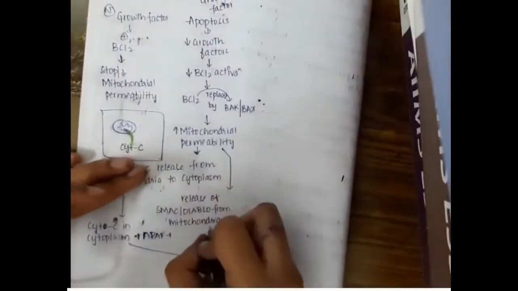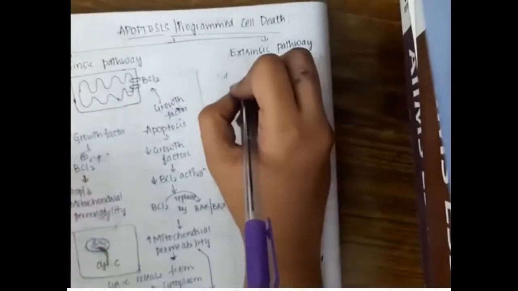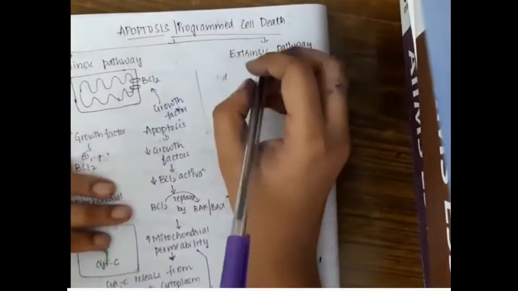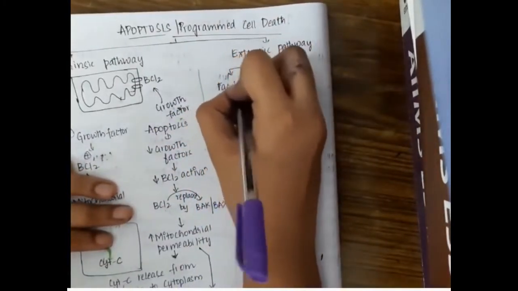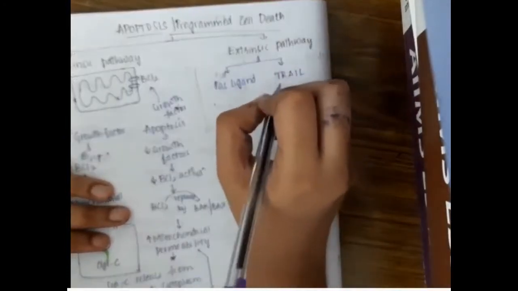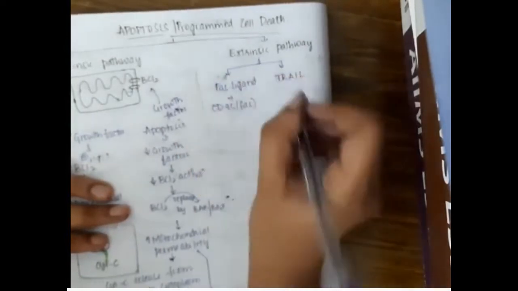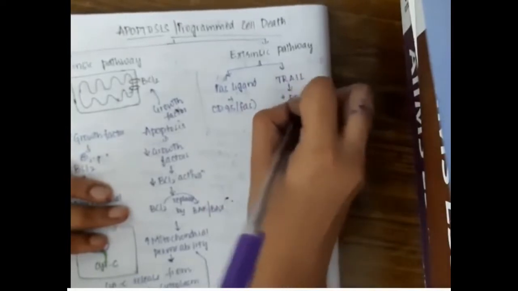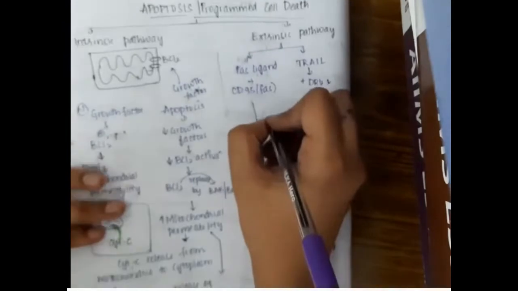Now, this SMAC and DIABLO will neutralize the inhibitors of apoptosis. So, they will block the inhibitors of apoptosis, so they are also pro-apoptotic. The second pathway is the extrinsic pathway, which involves Fas ligand and CD95 ligand. This Fas ligand combines with CD95, and we also have TRAIL, which will combine with DR4 and DR5.